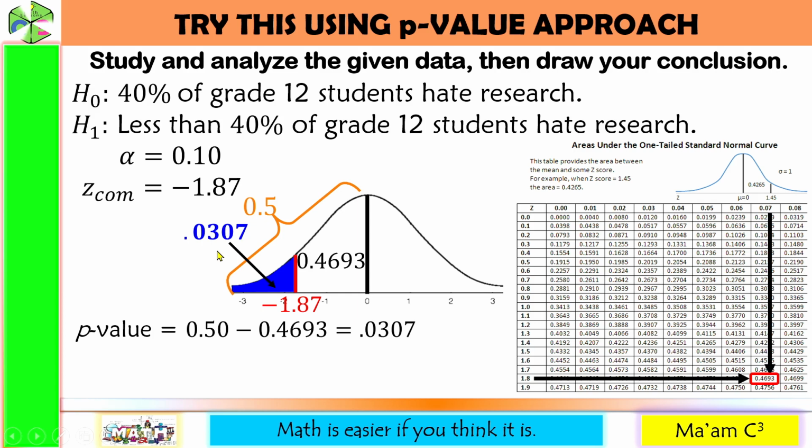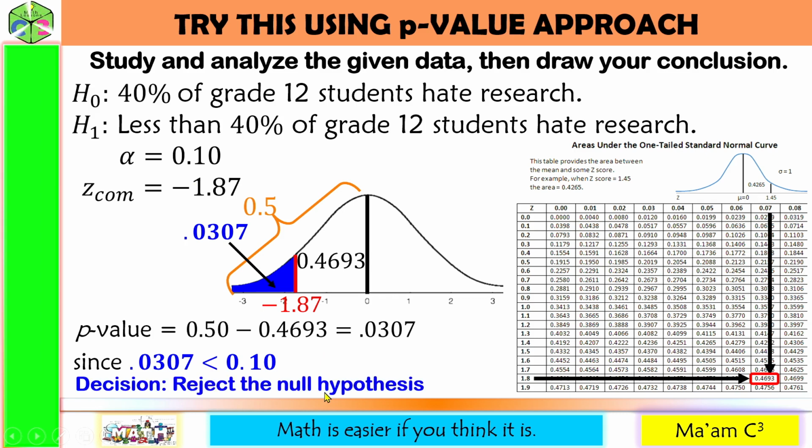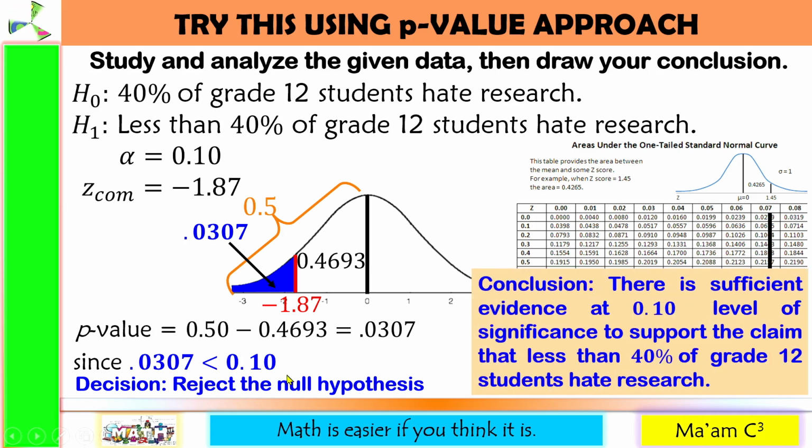Now let us decide. Since 0.0307 is less than 0.10, the alpha level, the decision is reject the null hypothesis. And for our conclusion, since we reject, it means we have sufficient evidence at 0.10 level of significance to support the claim that less than 40% of grade 12 students hate research.